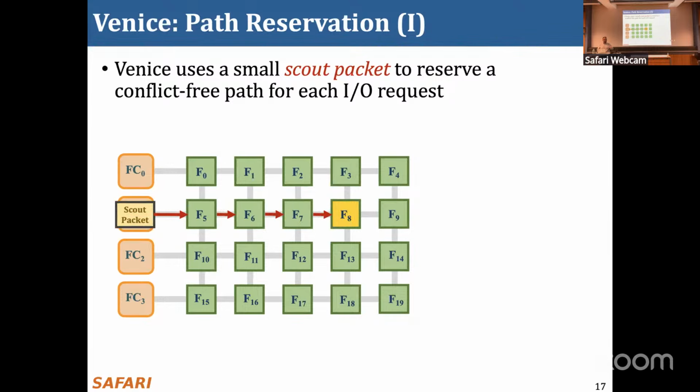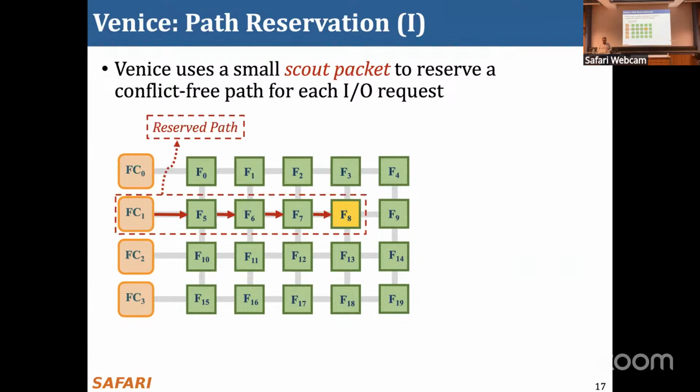Here's the animation. It gets to the flash controller, and now the flash controller understands that, okay, the path is reserved, and we can send the write request, or use it for a read request, for example. So that's a reserved path. Now when we have another target flash node, we pick another flash controller, for example FC2, and then we send using another path. So now you can see that it's another path, and we reserve it.